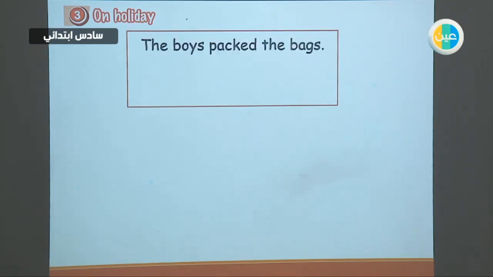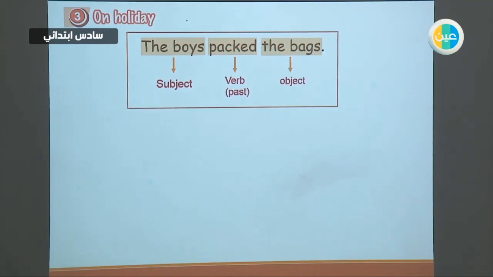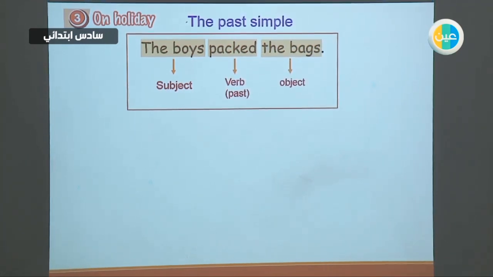We had the sentence. Let's revise, what did we say about the sentence? The boys packed the bags. What about the boys? We said that the boys is the subject and packed is the verb and the bags the object. And we said this is the past simple tense.